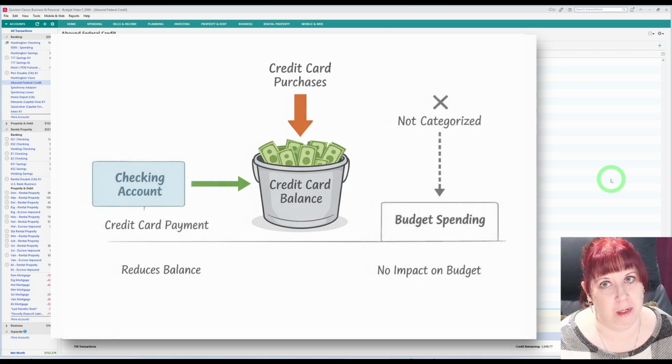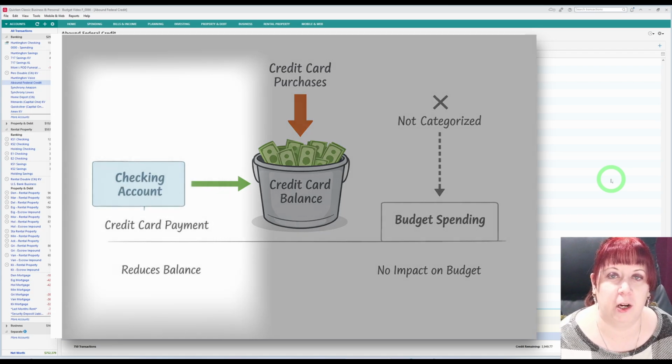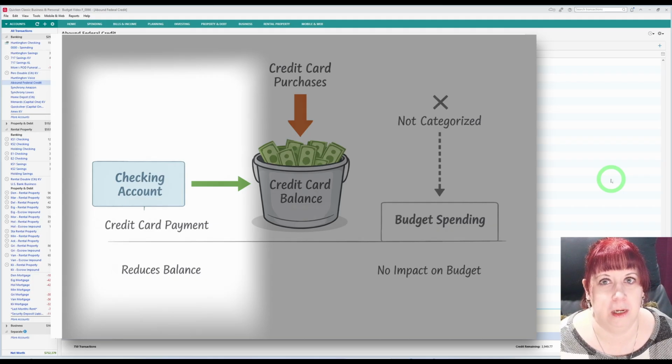Now look at the payment. When you pay the credit card from checking, that money is just moving from one account to another. It reduces your checking balance and reduces your credit card balance, but it doesn't create new spending. It's a transfer. So here's where the confusion starts.